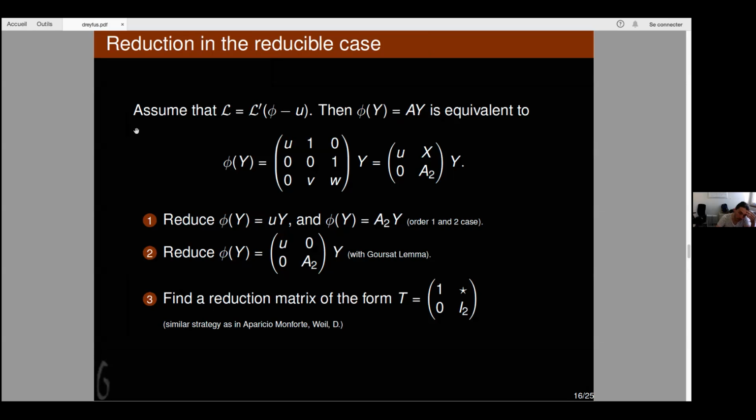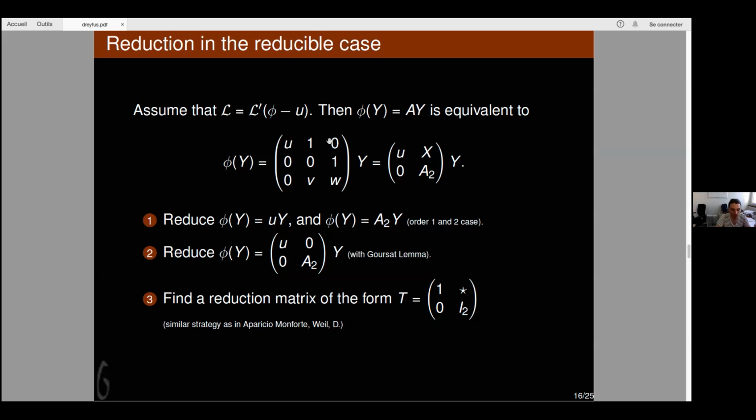So if you try to solve this equation, then you will find that this equation is equivalent to this equation. So V and W are just the coefficients in L prime. So let me call A2 this matrix, and X this horizontal vector.